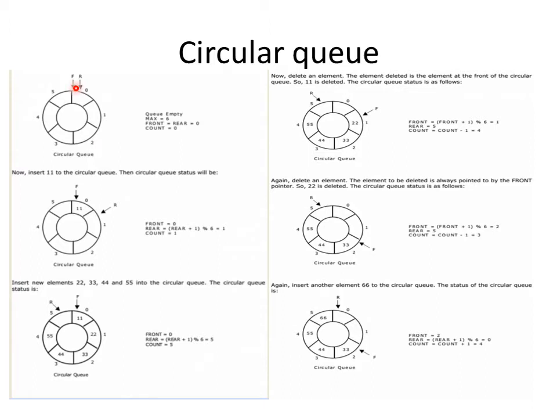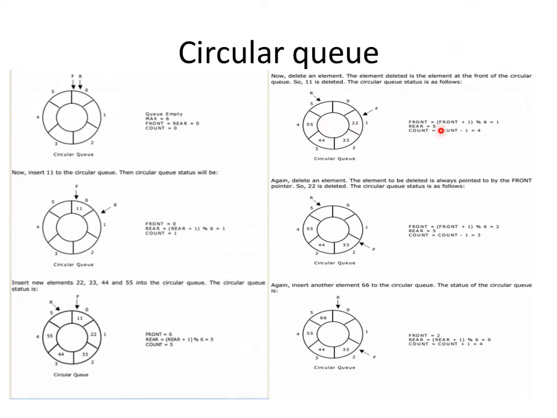See here, initially front and rear equal 0. Now I am adding elements at the rear end. As previously we have said, insertion always takes place from the rear and deletion always takes place from the front end. Here in position 0 I have added one element, and I take that as count 1. Next 22 in position 1, 33 in position 2, 44 in position 3, 55 in position 4, and in 5th position count equals 5.